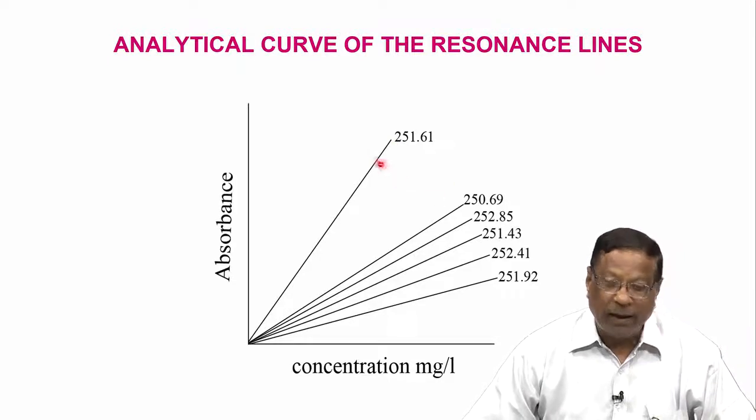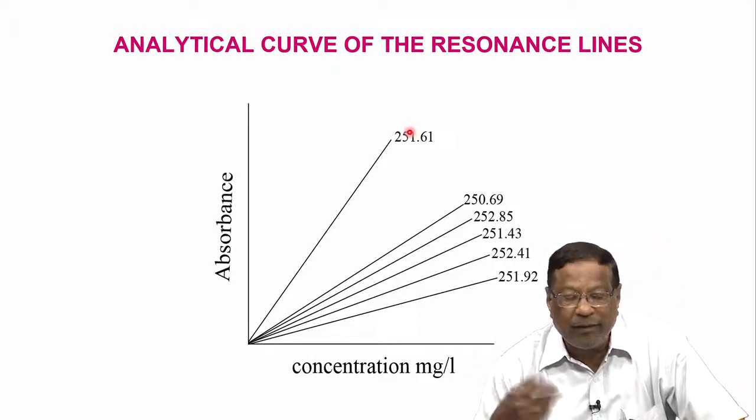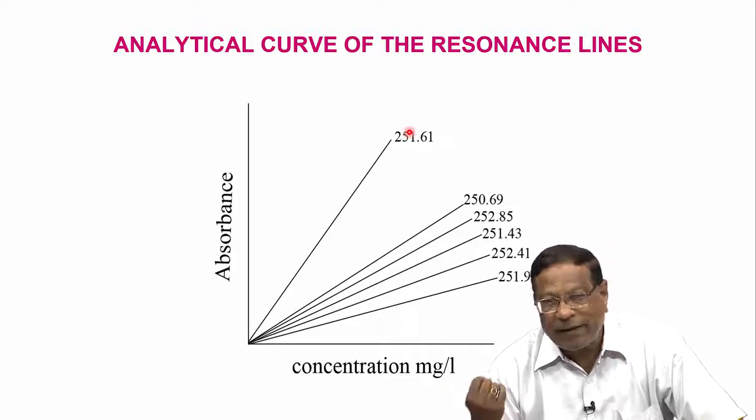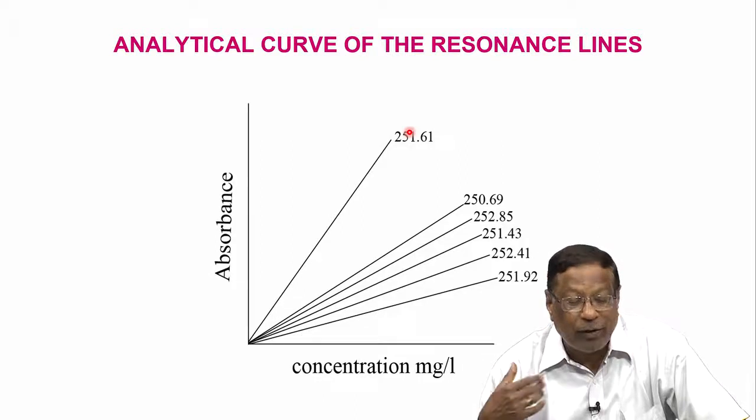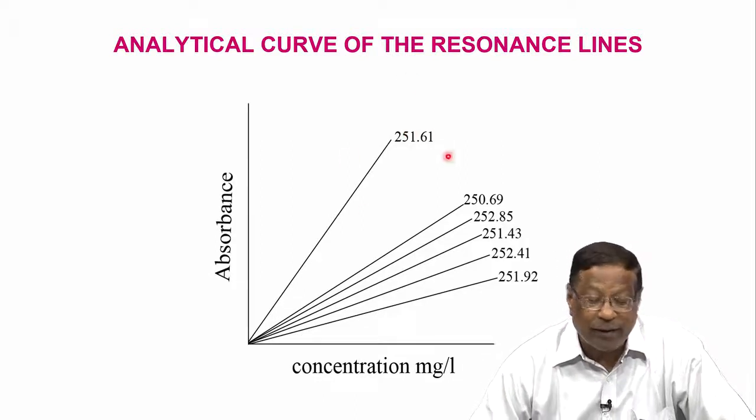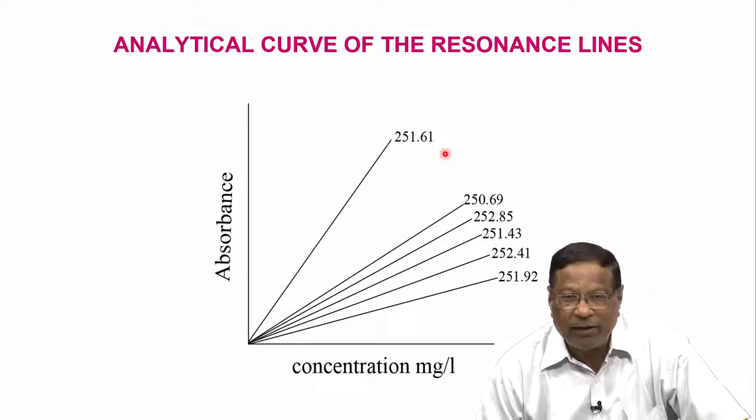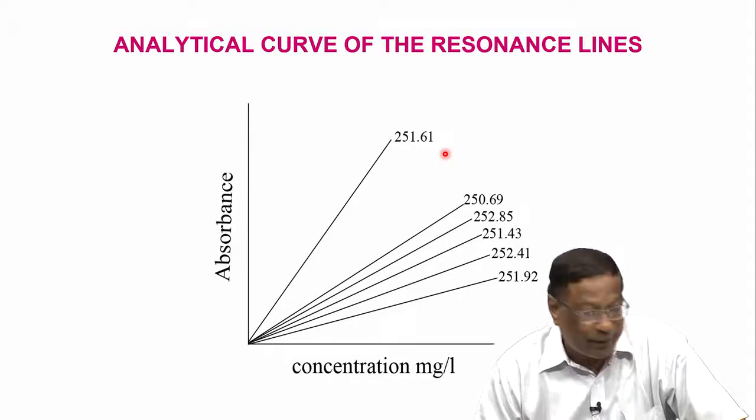But if you look up the textbooks, they will give you all these lines. It only means that several resonance lines are available. If for some reason you are unable to obtain 251.61, you can choose other lines also for an emergency, but if you want very accurate results, you should choose 251.61 according to this figure.